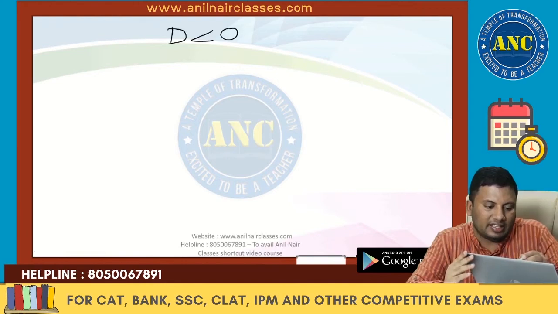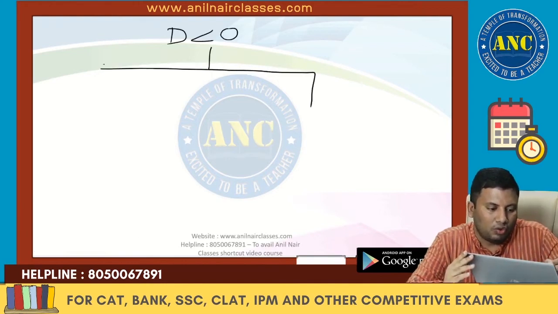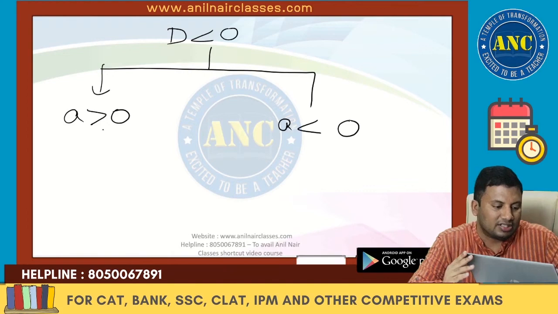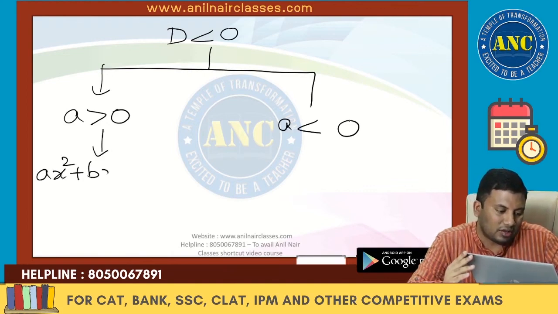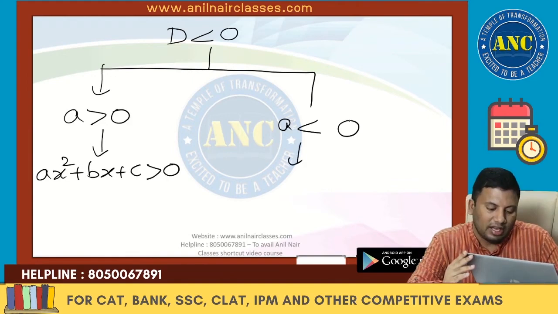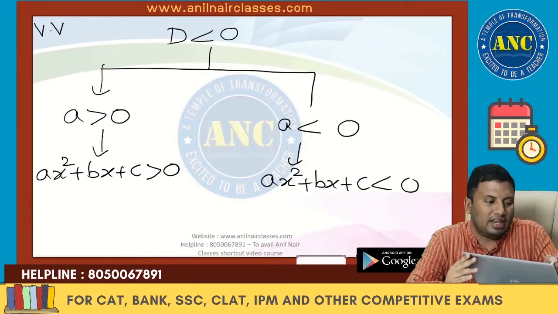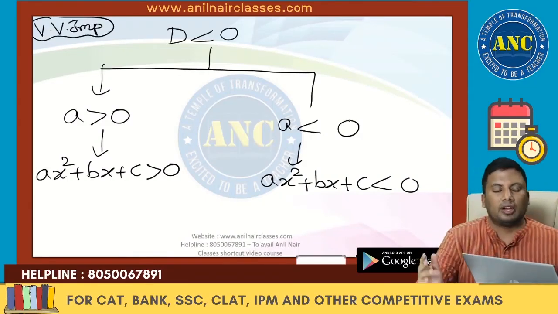If d is less than 0, two things can happen. Either a will be greater than 0 or a will be less than 0. If a is greater than 0, ax square plus bx plus c will be greater than 0. If a is less than 0, ax square plus bx plus c will be less than 0. Very, very important key point. Please make a note of it.